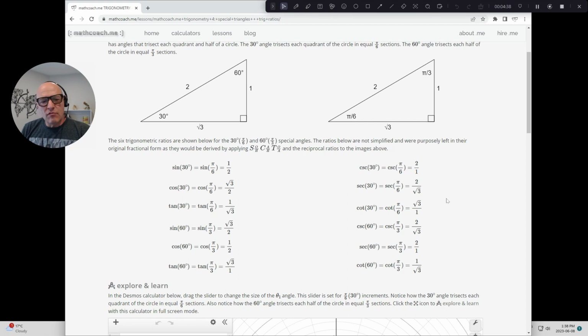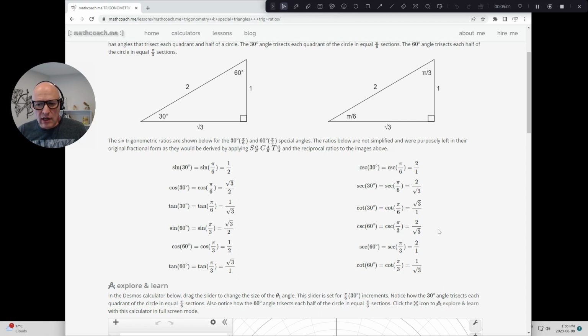And we have the reciprocal ratios here. Where sine of 30 is 1 over 2, or 1/2, cosecant of 30 degrees, or cosecant of pi over 6, is 2 over 1, or simply 2. So we can see all of the reciprocal ratios for those.